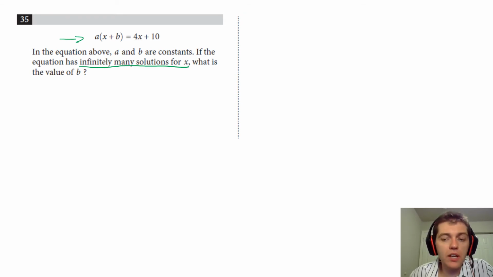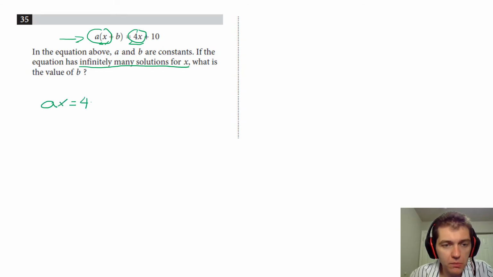So you could take a look at this and pretty quickly determine, okay, so a times x, the only thing I have to multiply by x is this a, and I need that to be 4x, so I can pretty quickly determine that a is equal to 4. So the way that would look is you can break it out and just look at these first terms here and say that I know that a times x has to equal 4 times x. Divide both sides by x, you get a is equal to 4.